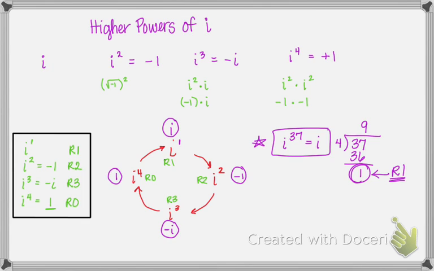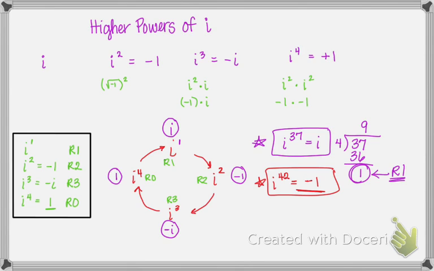So let's think about another one. What if I wanted to figure out i to the 42nd power? Divide that by 4, think about what the remainder would be, and see if you can figure out what that would be equal to. i to the 42nd power. 4 goes into 42 10 times, because that's 40. So there's going to be a remainder of 2, which means that's going to be equal to -1. That's how we would figure that out.